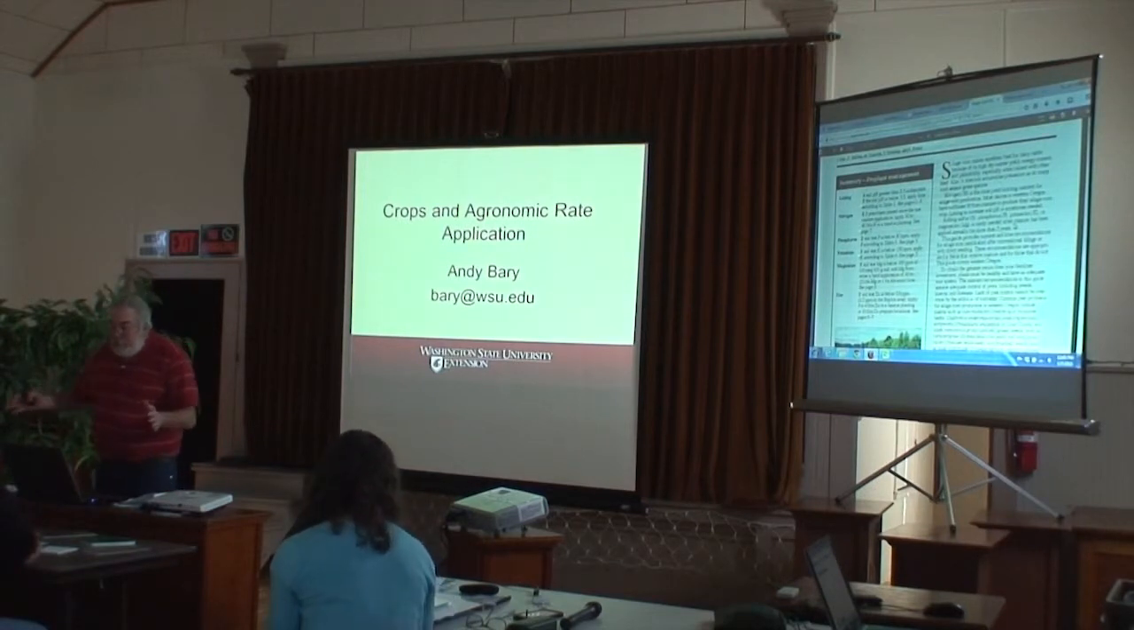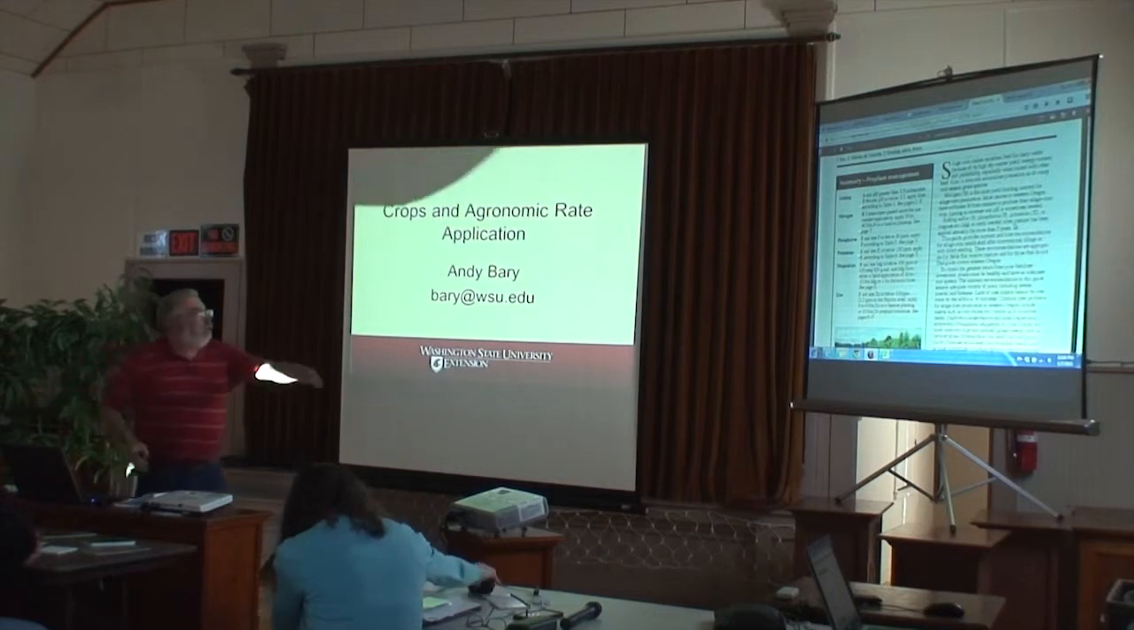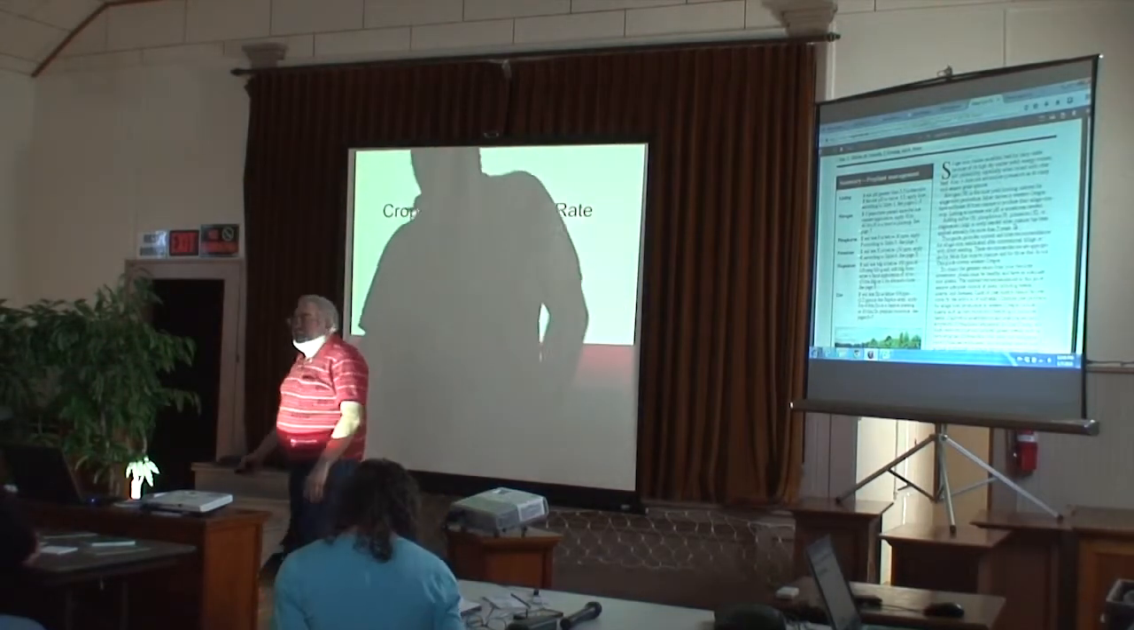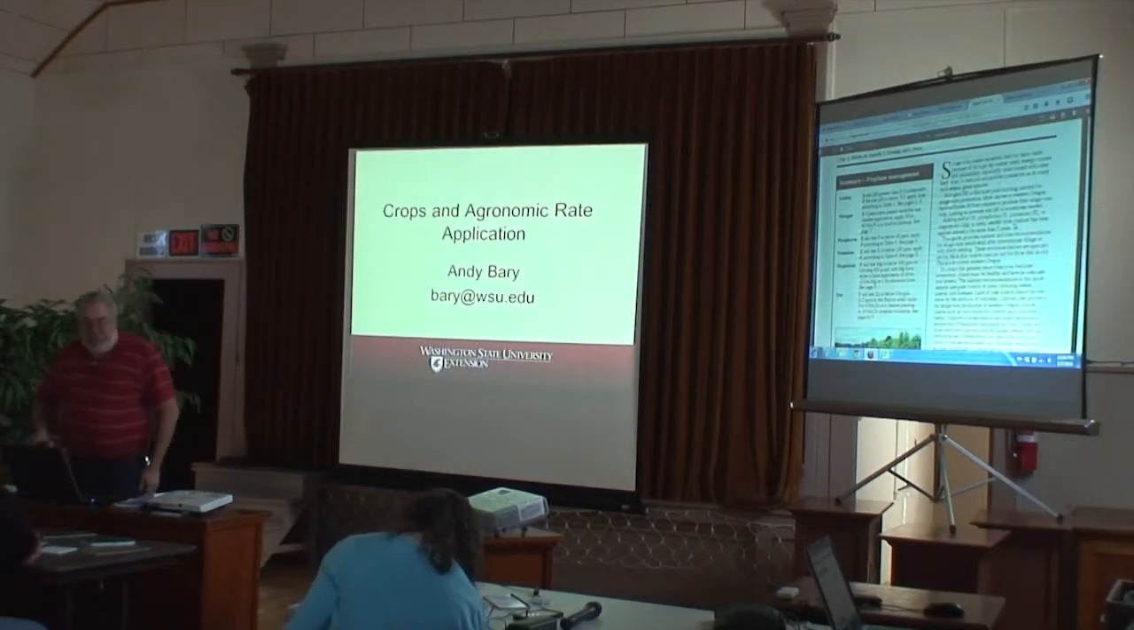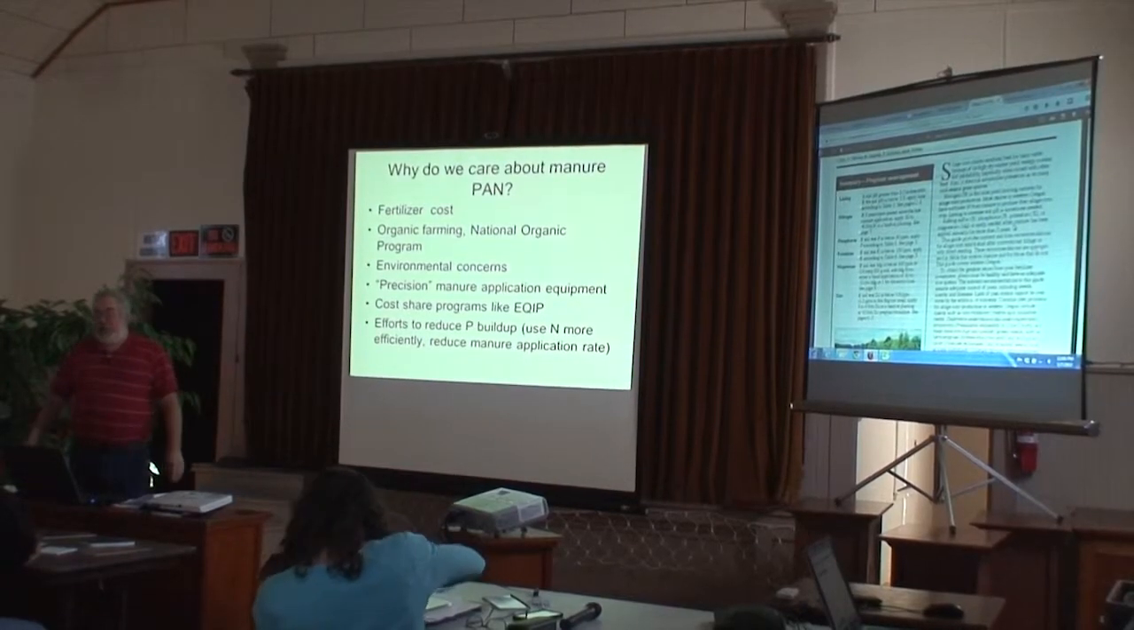I'm going to be sort of moving between some things up here and some papers on your front there and some stuff over there. So we're going to use everything that's there. So I'm going to talk about agronomic rates. So the first thing is, why do we care about manure PAN? So the first question, what is PAN?